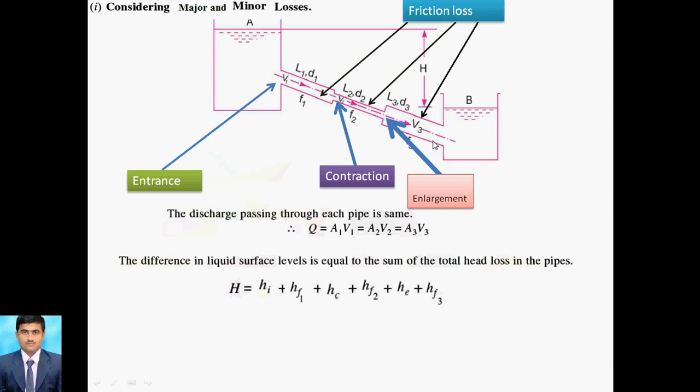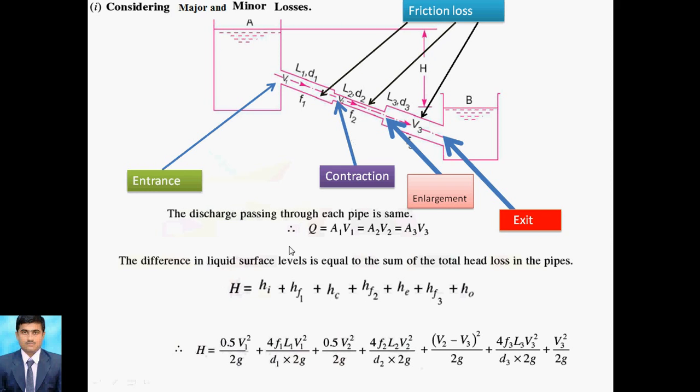Then water enters into this tank. That is exit loss, indicated by HO. Exit means HO. So these are the levels we are computing. Now we put this formula: HI, HF1, HC, HF2, HE, HF3 and HO, and then we will get the value of capital H, which is the separation distance between two heights.